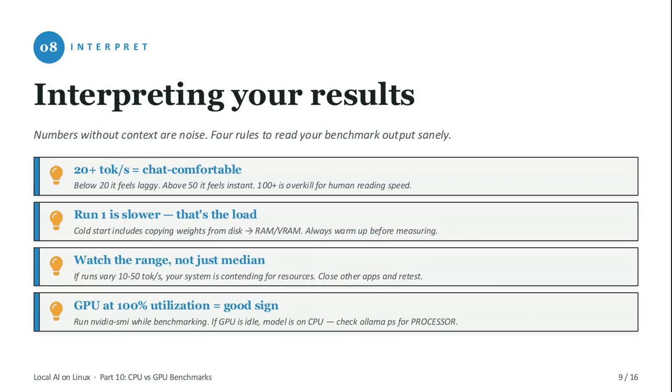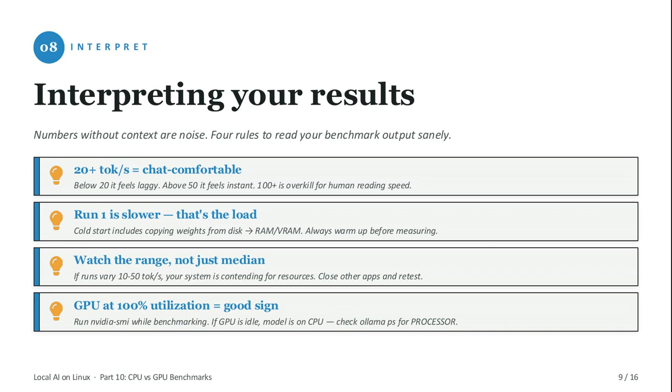With those numbers in hand, you need a way to read them sanely. 4 quick rules. Anything above 20 tokens per second feels comfortable for chat. Past 50, it's basically instant, and 100 plus is faster than you can read. Always discard run 1.